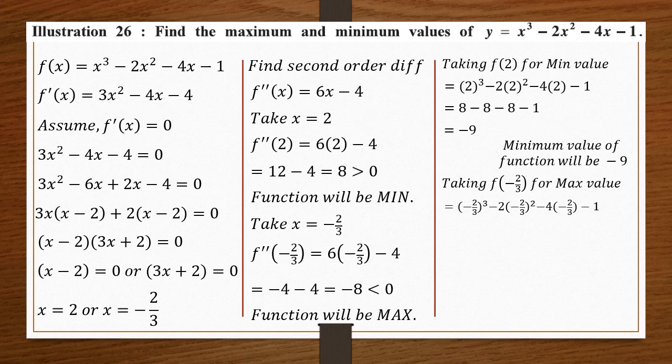Now this might be a typical sum. Negative 2 upon 3 cube will be negative 8 upon 27. Negative 2 upon 3 square will be 4 upon 9, into negative 2 will be negative 8 upon 9. Negative negative positive for the next step, and 4 times 2 upon 3 is 8 upon 3, minus 1.